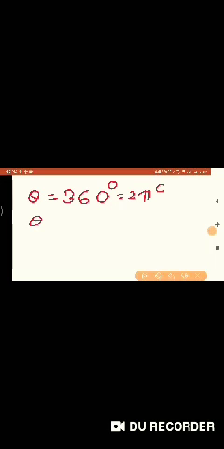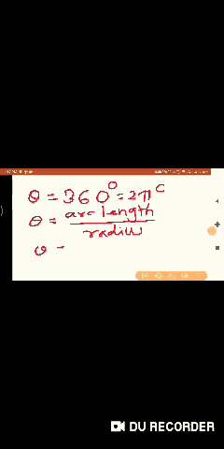Theta can be written as arc length, or we say that length of arc divided by radius. So it can be written as theta is equal to S divided by R. Therefore, displacement S is written as S is equal to R into theta.